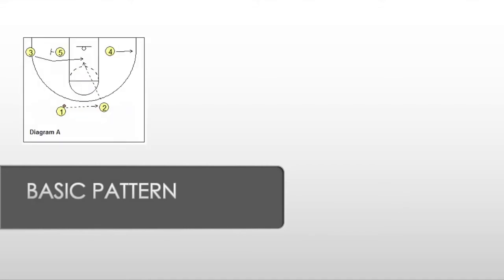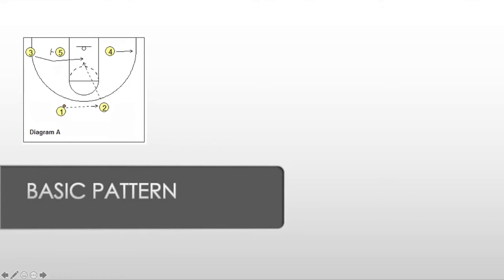All right, so here's the basic pattern of the offense. Just in case anyone doesn't understand this diagram, the 1 is the point guard, 2 is the shooting guard, 3 is the small forward, 5 is the center, 4 is the power forward.